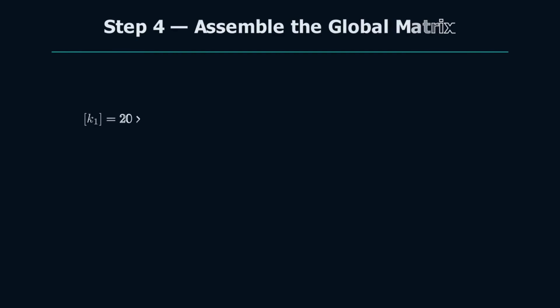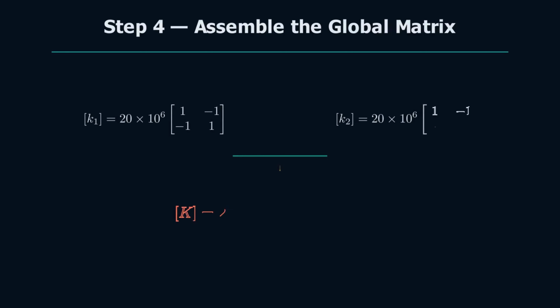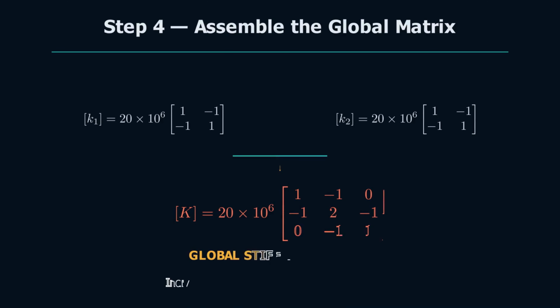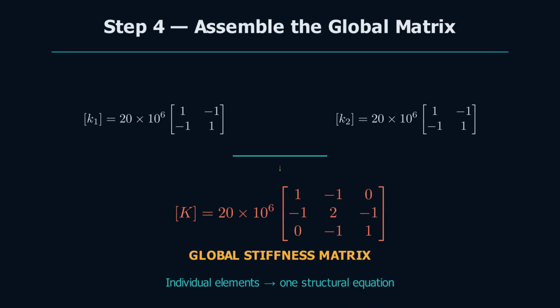Now we reach the heart of finite element analysis: assembly. Each element has its own stiffness matrix. Because element 1 connects nodes 1 and 2, and element 2 connects nodes 2 and 3, we place their contributions into the appropriate positions of one global matrix. Notice the 2 in the center of the matrix. It appears because node 2 belongs to both elements. This assembled matrix now represents the stiffness of the entire bar.